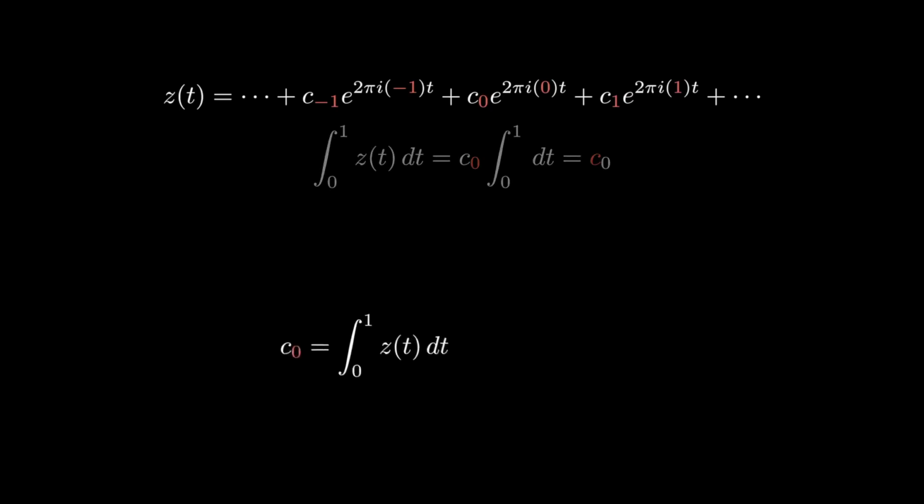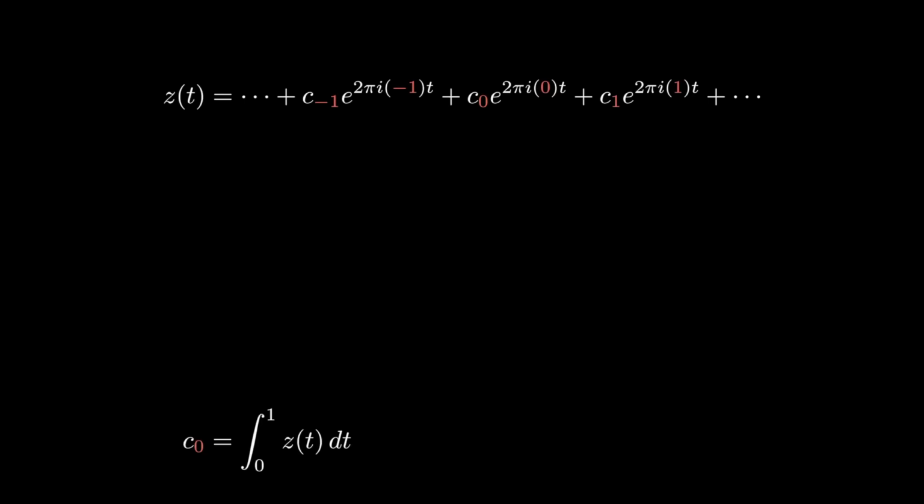But notice what just happened here. The reason we were able to find a formula for C0 is because the n equals 0 term is the only vector that's not rotating. The trick, then, to finding a formula for some other coefficient is to somehow stop the corresponding vector from rotating. And how do we do that? We multiply the entire equation by an appropriate phase factor.